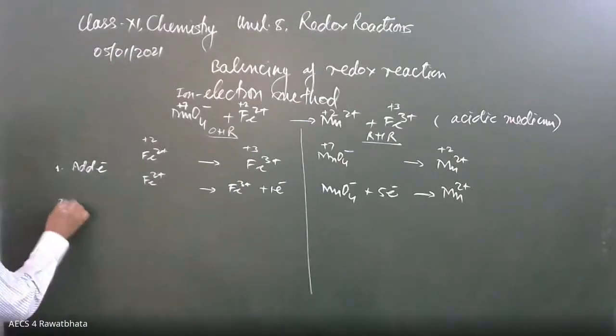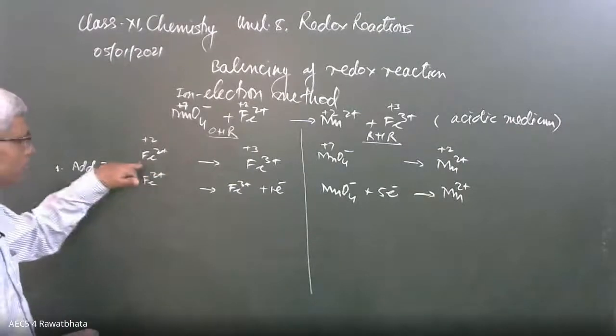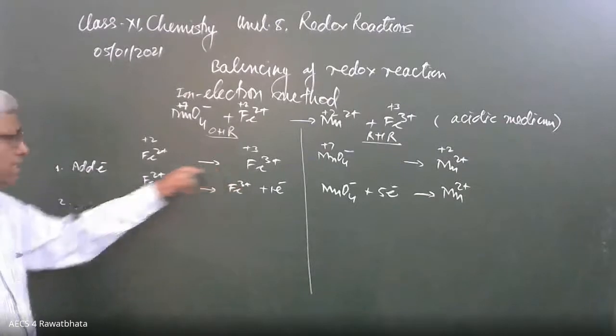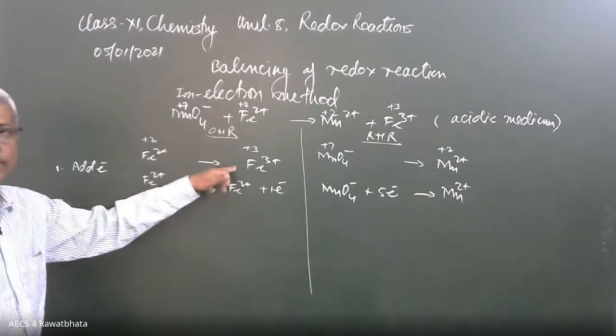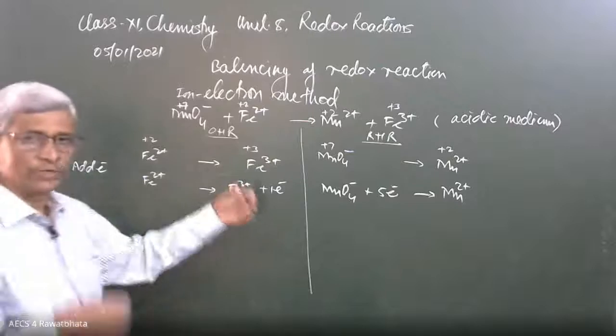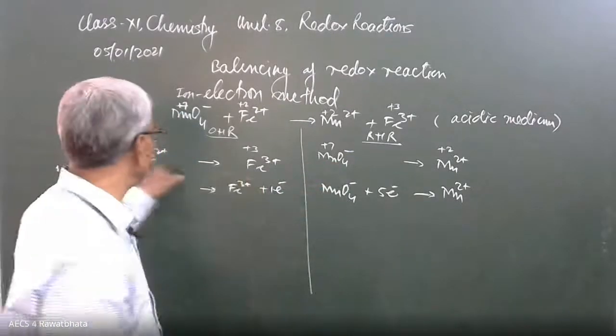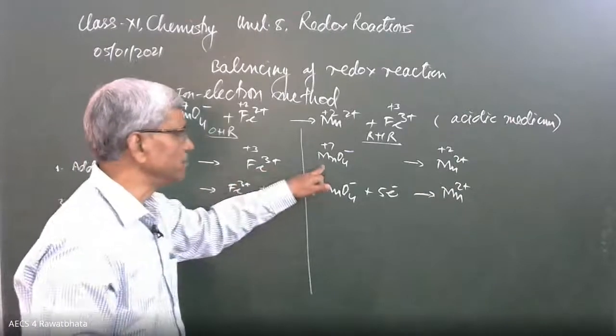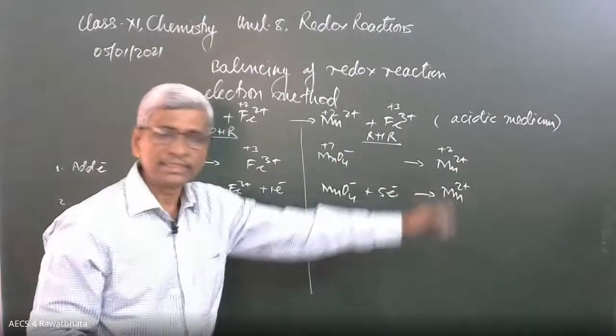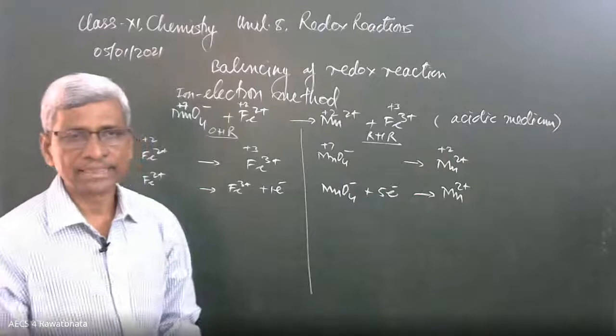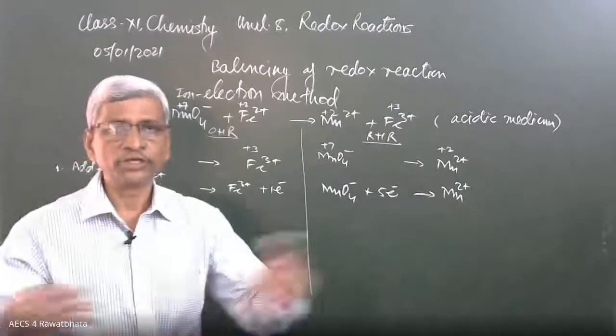Second step is, in the meanwhile, if atoms are not balanced, like here 1 iron, here 2 iron, then first we balance the atom which is going to oxidize or which is going to reduce. That is not needed here. Here Mn is 1 and Mn is also on the right side 1. That's why atoms are balanced, which are oxidized, which are reduced.